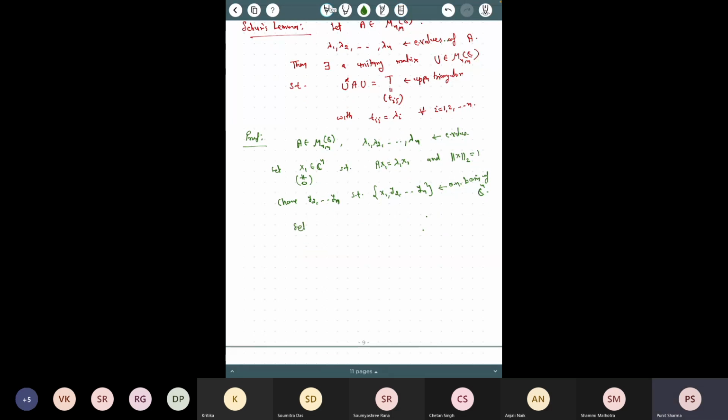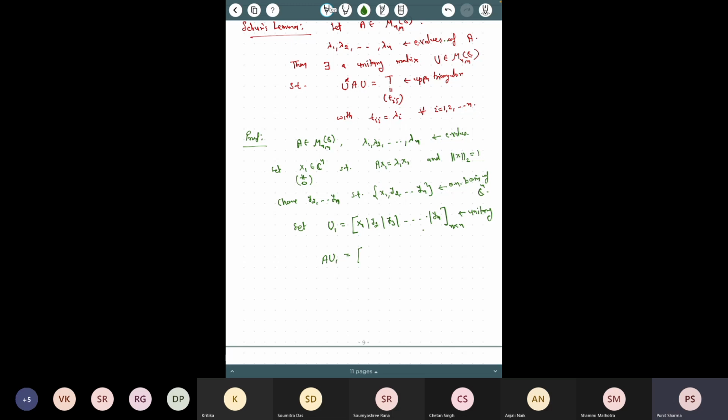Then I can set U1, so I will construct this U1. It's a matrix where the first column is x1, the second column is y2, then y3 and so on up to yn. So clearly this U1 is an n cross n matrix. And since the columns are orthonormal, this U1 is unitary.